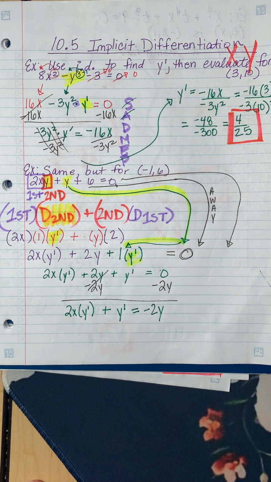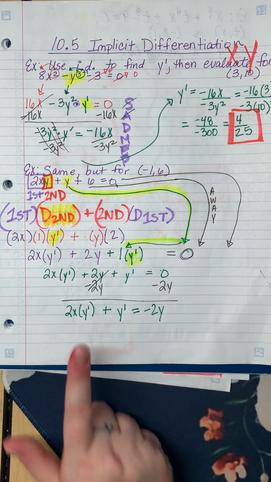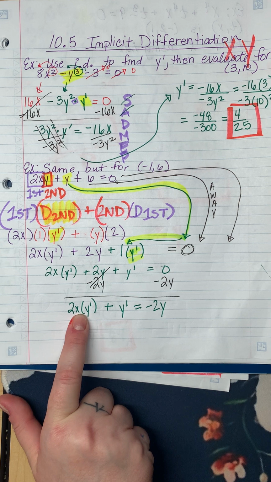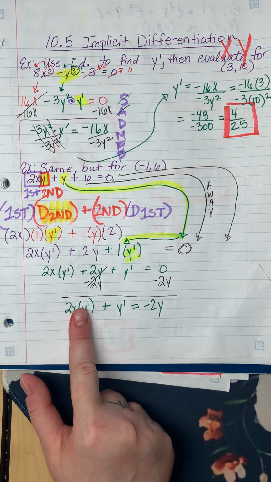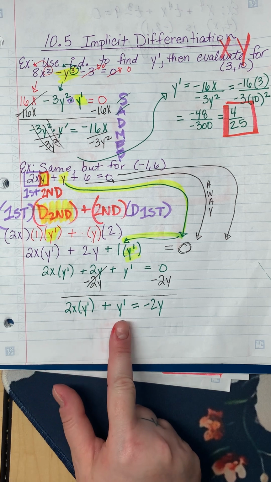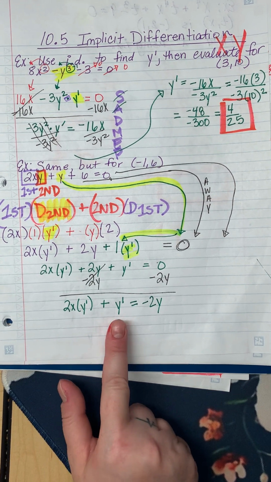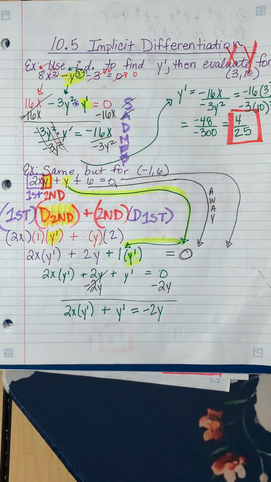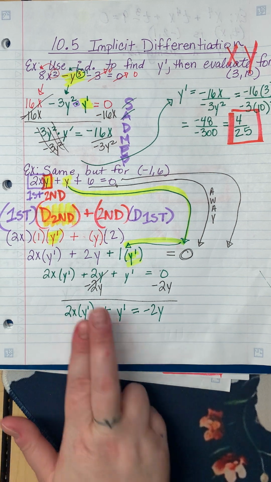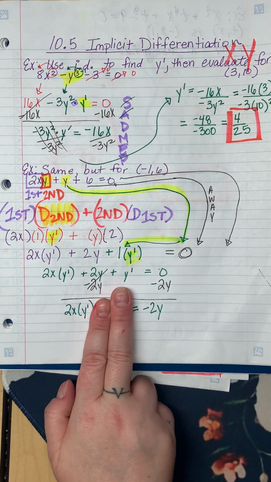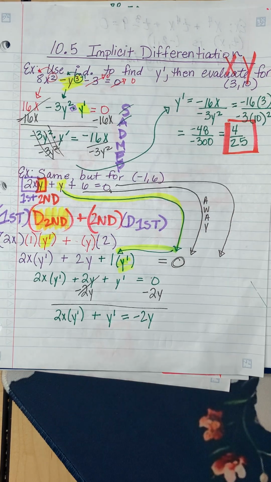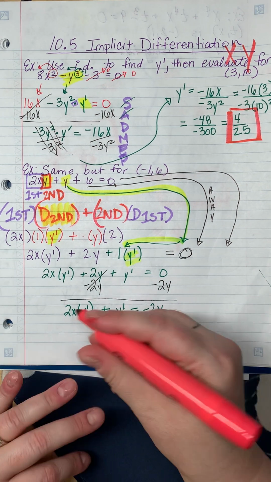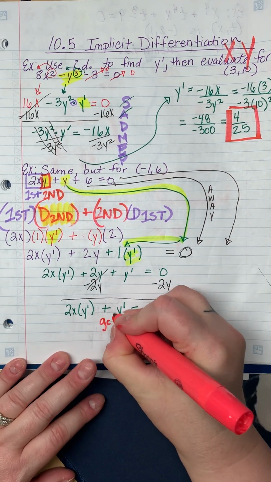Now we're supposed to get y prime alone. Well, I can't divide by 2x because that would cancel this one, but I would have to divide this other y prime by 2x. If this just said 2x y prime equals negative 2y, that's when I could divide by 2x. But I got something else here. So we're going to do that horrible GCF that we hate.